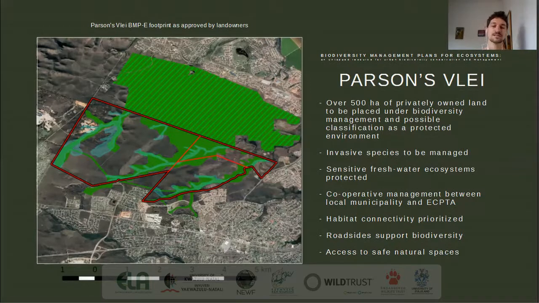We've prioritized habitat connectivity within the BMP-E and hope to link with the management of the protected area north of the Parsons Vlei. And by doing so, we hope to work with the Metro's spatial development framework to integrate the BMP-E into the Metro's open space systems and create safe and healthy natural spaces for people to engage with.